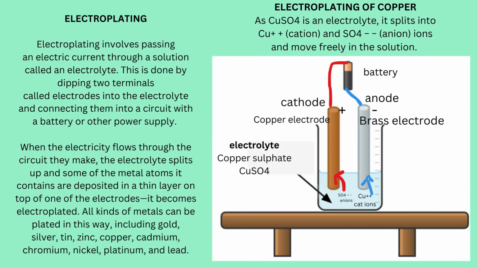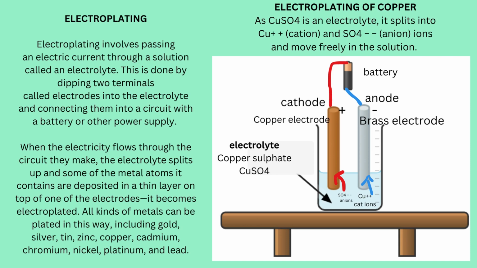Electroplating involves passing an electric current through a solution called an electrolyte. This is done by dipping two terminals called electrodes into the electrolyte and connecting them into a circuit with a battery or other power supply. When the electricity flows through the circuit, the electrolyte splits up and some of the metal atoms it contains are deposited in a thin layer on top of one of the electrodes.